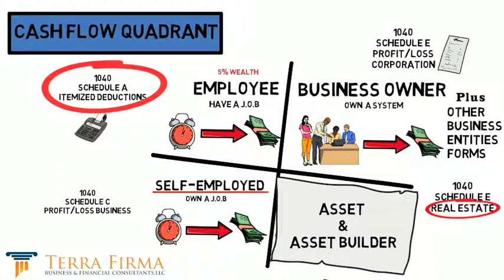Okay? Now, this is really the summarization of the cash flow quadrant. You need to figure out where and what quadrant you need to be in. The ideal quadrant is to be in the B quadrant and to be in the I quadrant, or the asset builder quadrant.